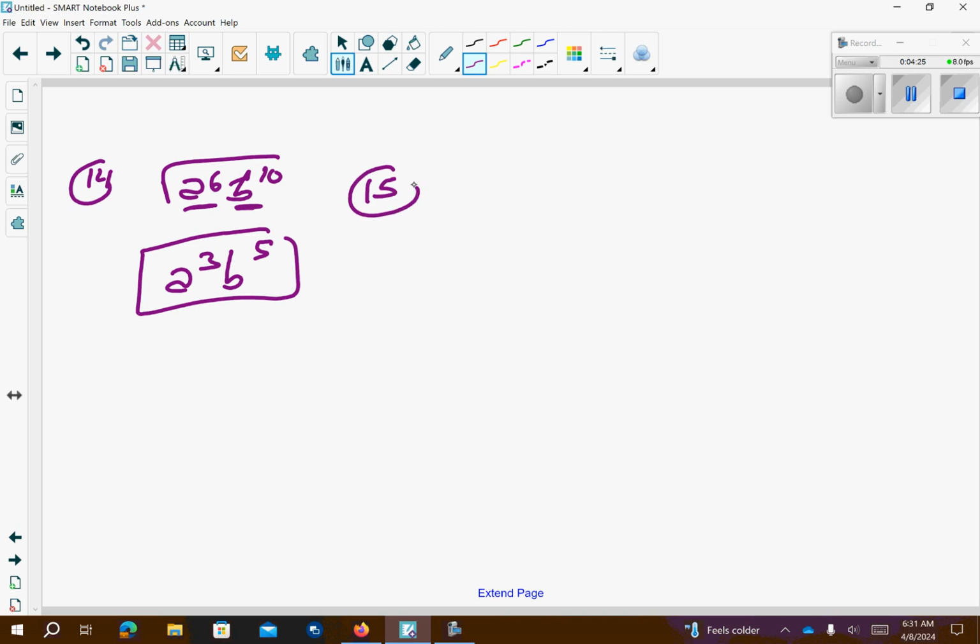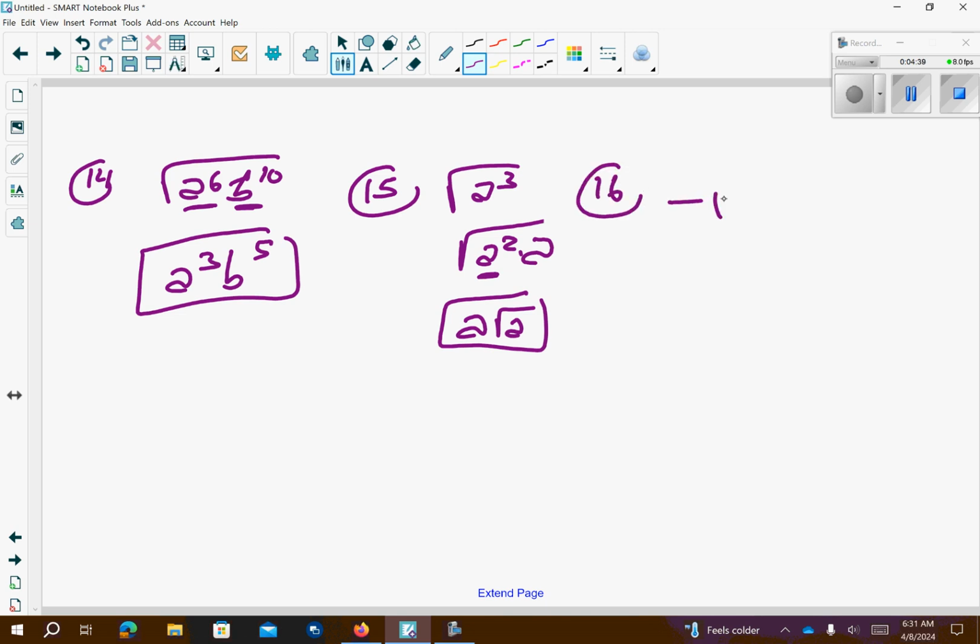Number 15, I want to break a to the 3rd down. I'm going to break that down to a squared times a, because that's now a perfect square. Square root of a squared is a, and then I have left behind root a. Number 16, negative root 81 m to the 64th power. Okay, so the negative comes down because that's outside. Square root of 81 is 9. Square root of m to the 64, well, half of 64 is 32, so that's the answer. We don't have the square root anymore.